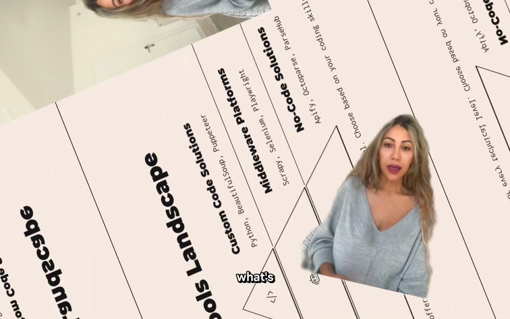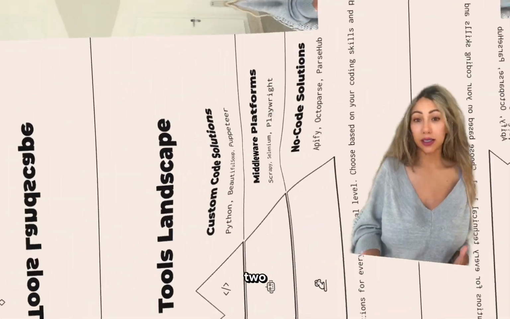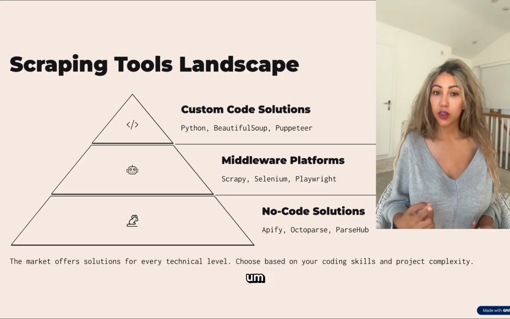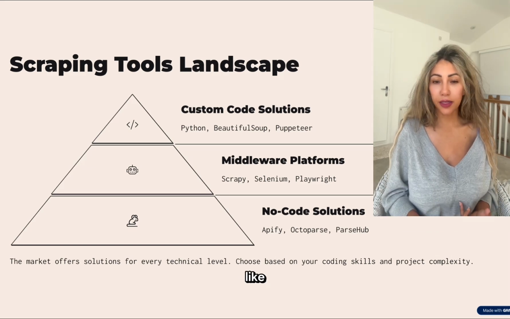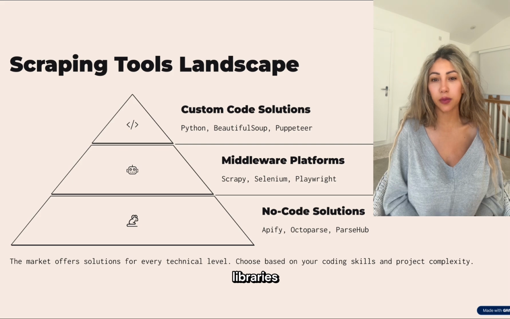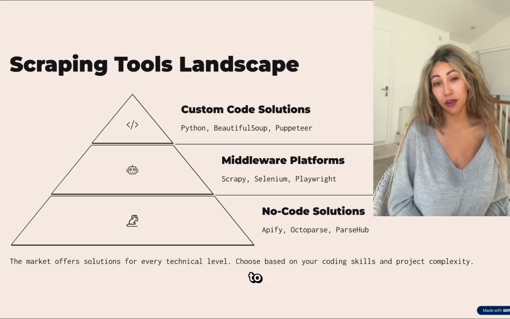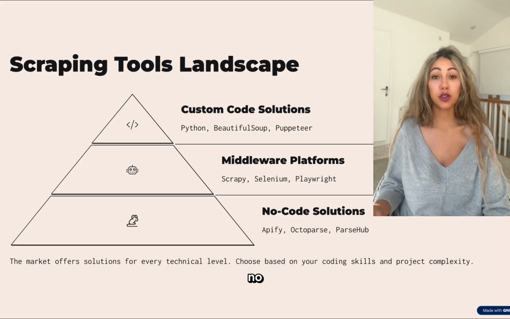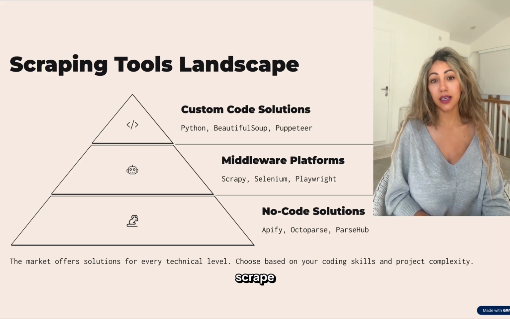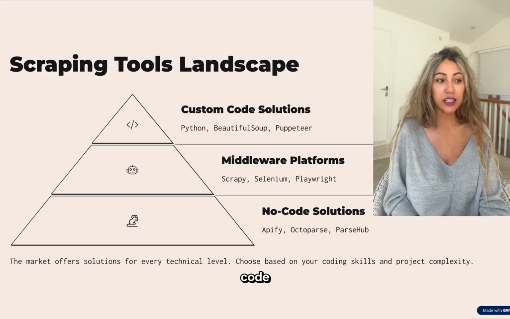Scraping tools. What's out there? Now there are two main types of scraping tools. Code-heavy tools like Python scripts or libraries like Beautiful Soup are powerful, but you need to be a developer or hire one. Then there are no-code platform tools that let you scrape data without writing a single line of code, and that's where Apify comes in.